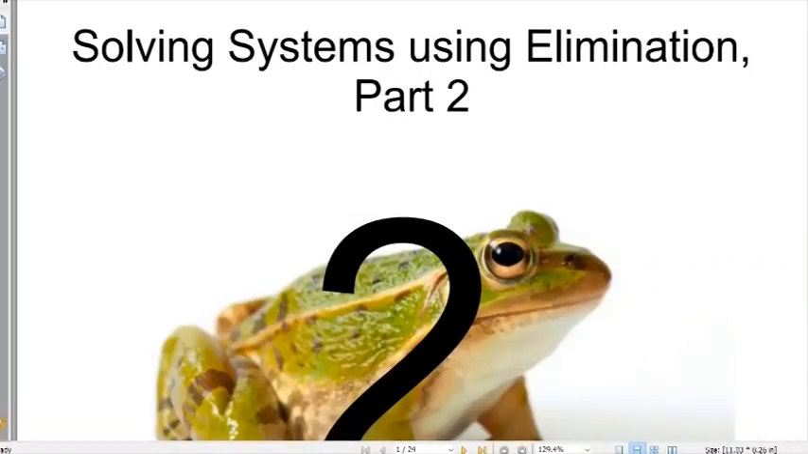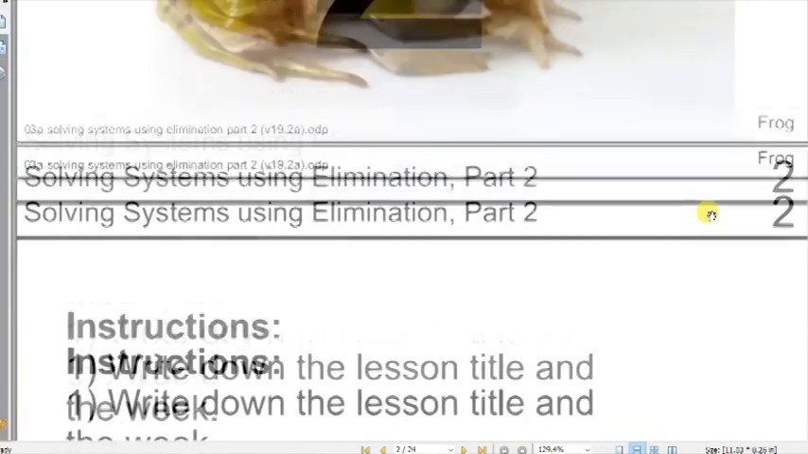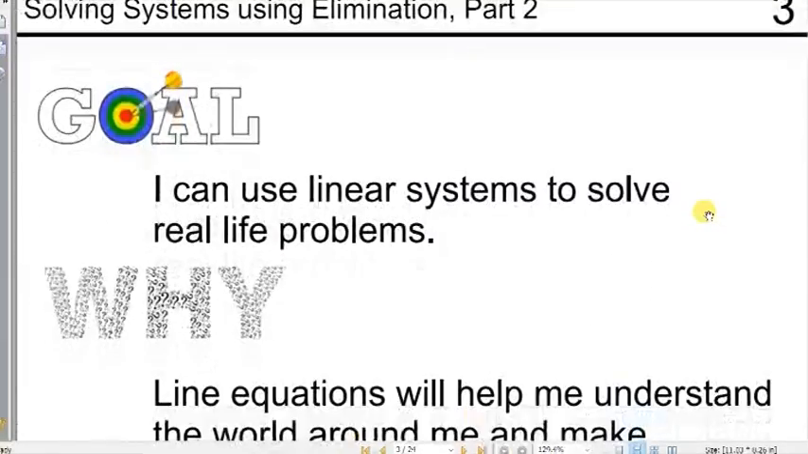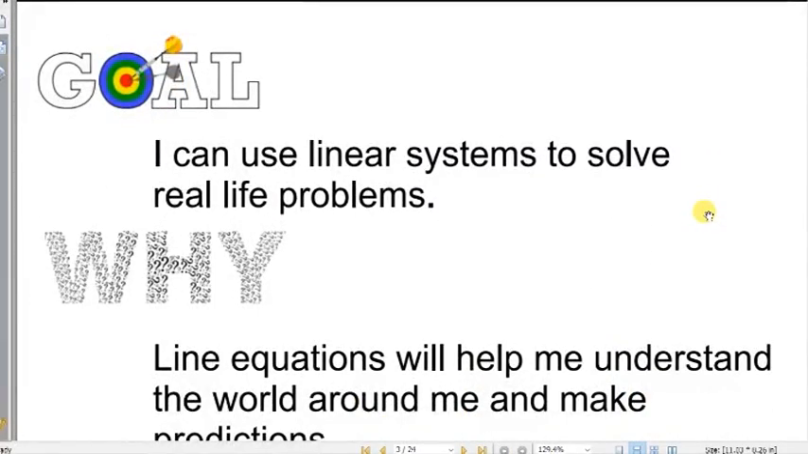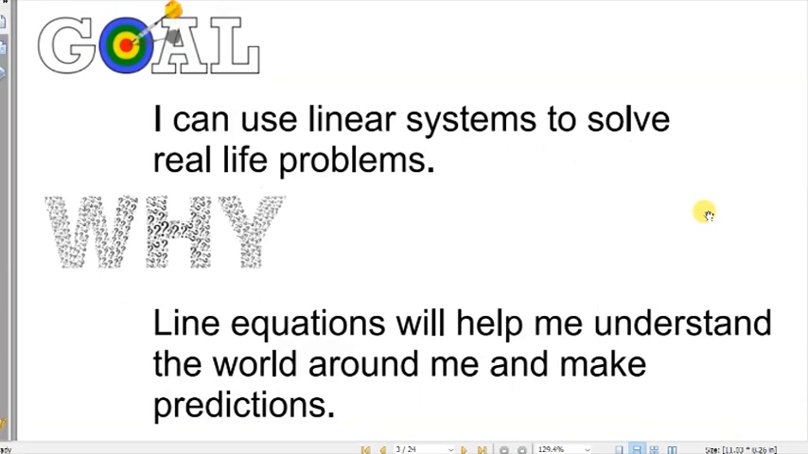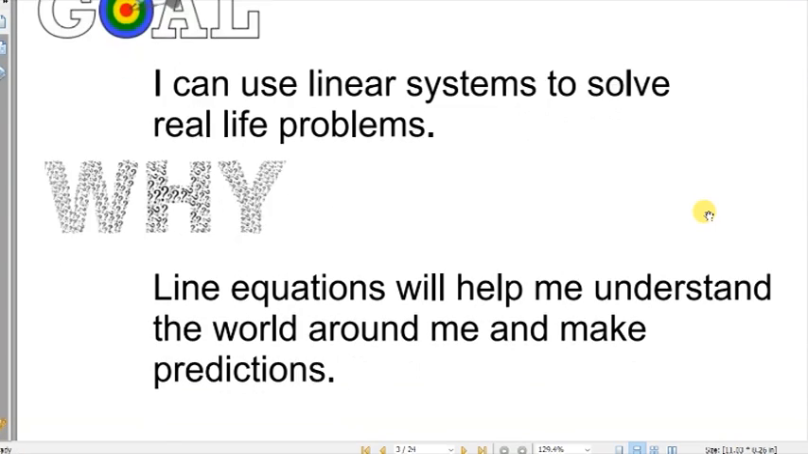Hey, this is Mr. Barre, and this is Solving Systems Using Elimination Part 2. I will tell you explicitly when you need to take some notes. Right now, you're just listening and watching. So what's our learning goal? I can use linear systems to solve real-life problems. Linear equations will help me understand the world around me and make predictions.